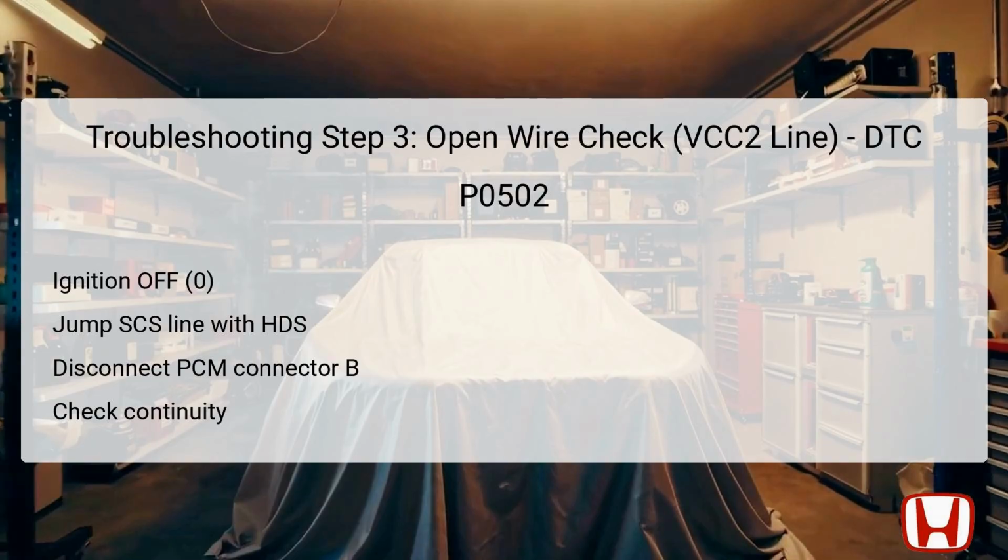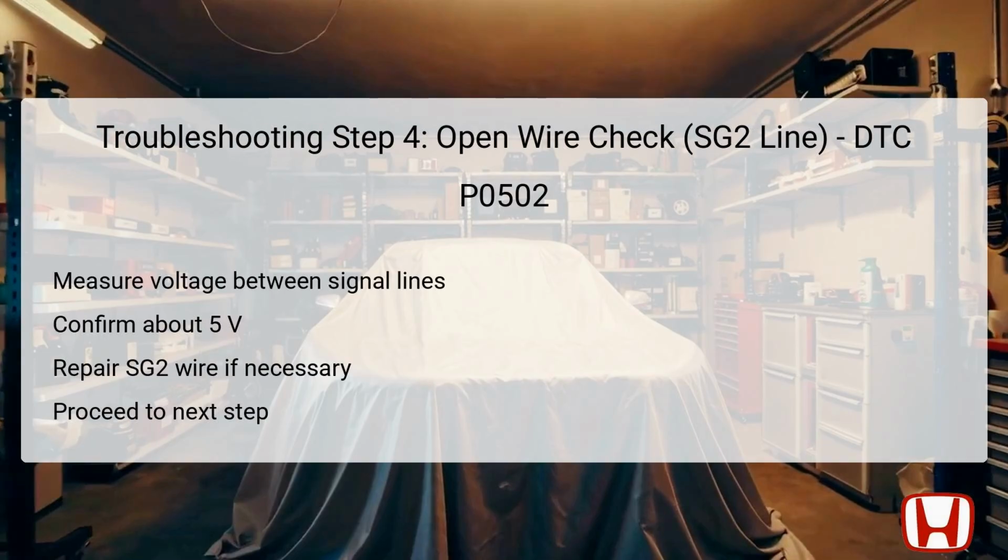The CVT Speed Sensor 3P connector number 1, yellow-blue, and the corresponding PCM connector B number 29, yellow-blue. If continuity is confirmed, it indicates that the VCC2 wire is functioning correctly. In such a case, consider updating the PCM software or substituting with a known good unit. If DTC P0502 clears after an update or substitution, the troubleshooting process is complete.